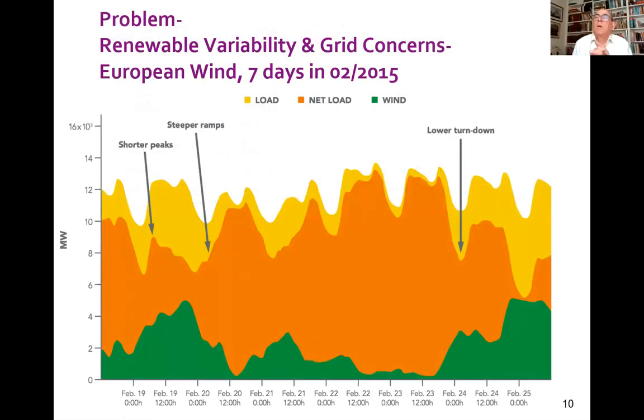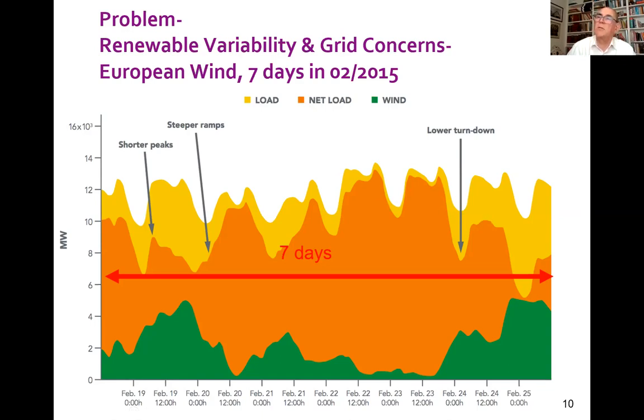Now I want to go to what the problem was that people thought renewables would be. It was considered a problem early in the 2000s because of the variability of renewables. I'm showing here a graph of the whole of Europe's electricity demand, in yellow, for 7 days. I can tell this is Saturday and this is Sunday because the demand is lower.